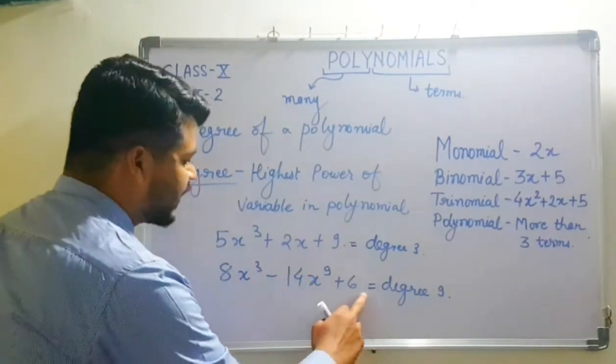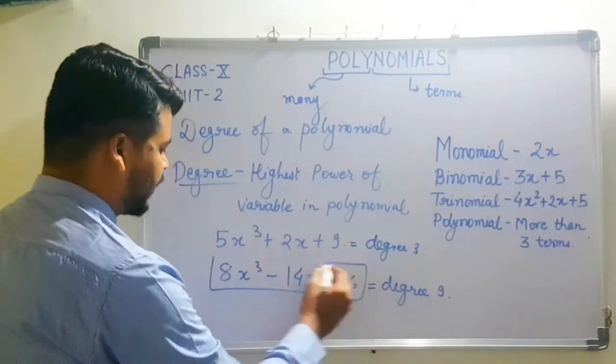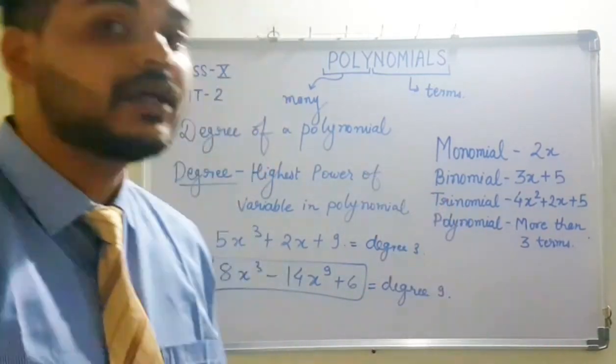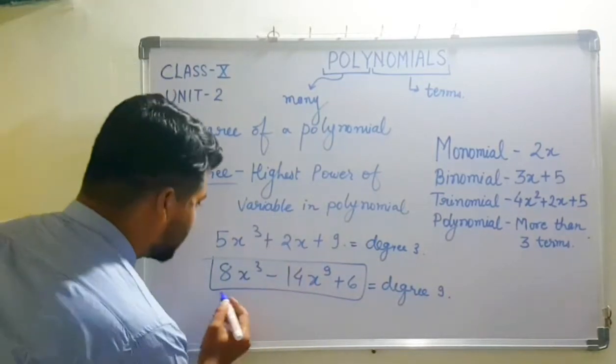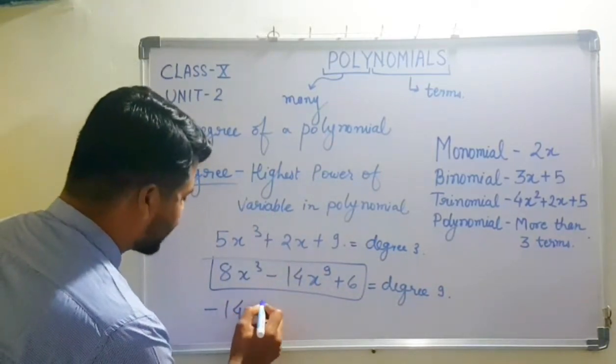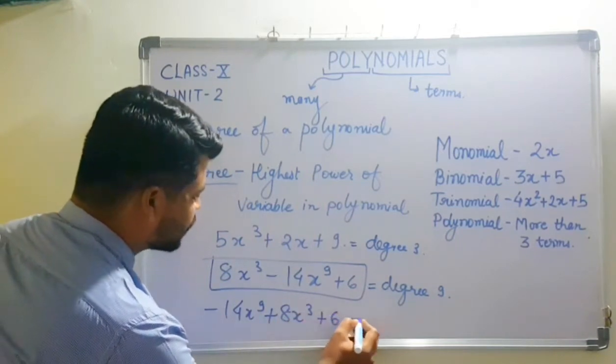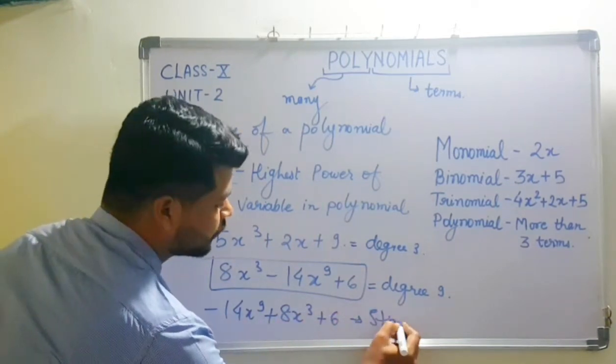Now, this is not the standard form of a polynomial. Why? Because it is not arranged in descending order of variable power. So if I arrange x to the power 9 first, then x cube, then 6, this will become the standard form.